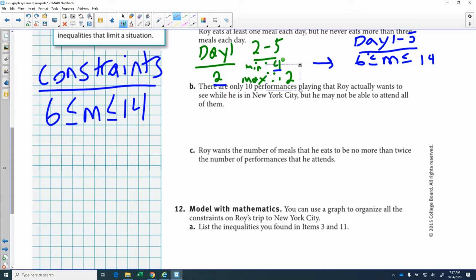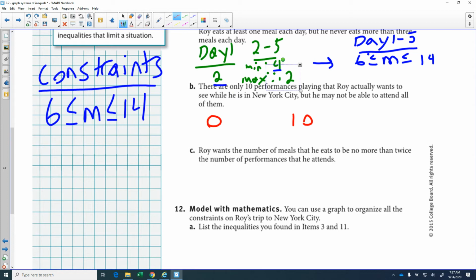Well, this one is pretty easy. This one's pretty straightforward, right? We have basically 2 different options. We could see 0 plays, or we could try to see all 10. That'd be like the best case scenario if we got to see all 10.